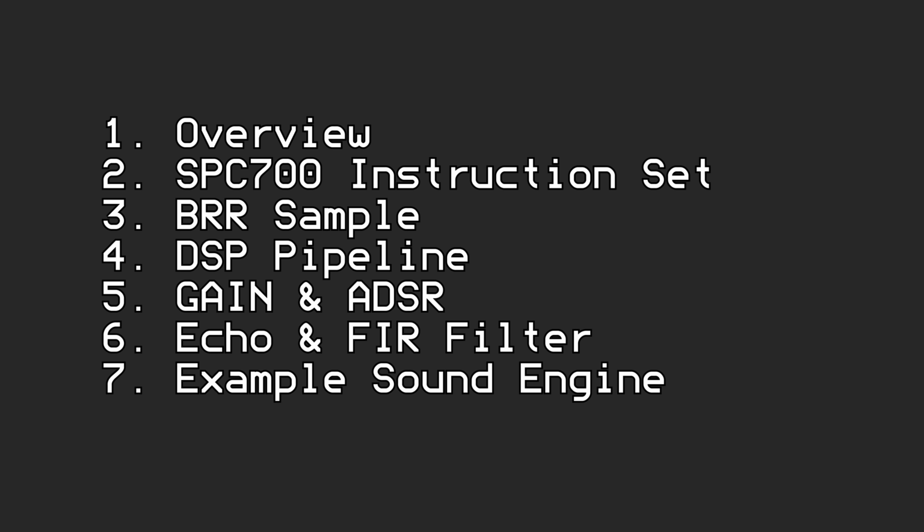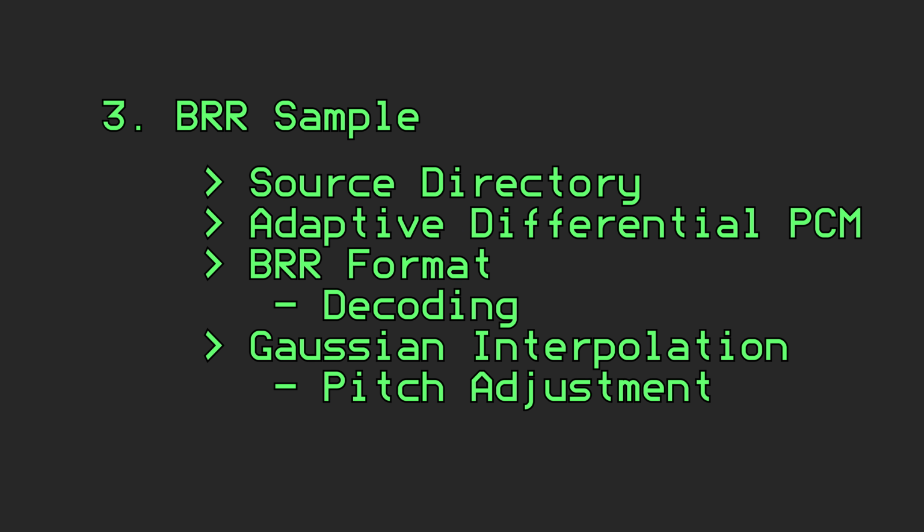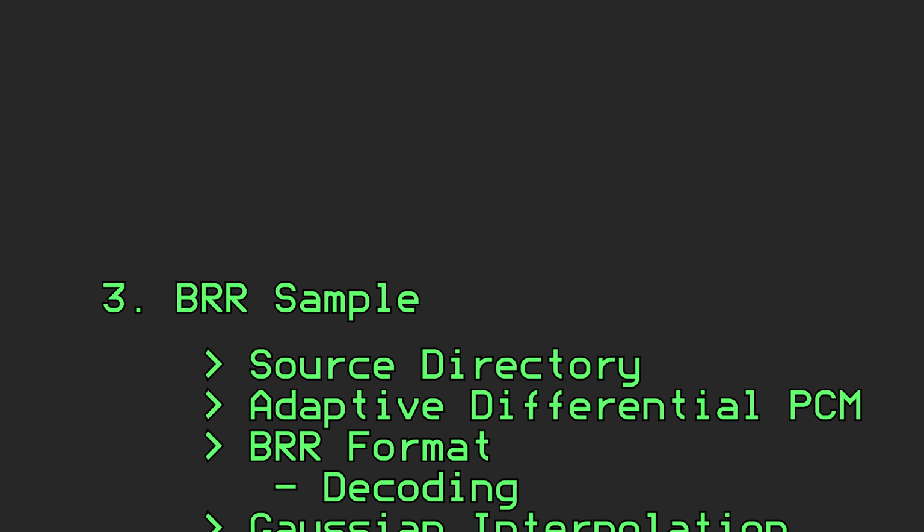This video is part 3 in a series about the Super Nintendo's sound system, the SPC700. In this video, we'll be looking at how sound samples are handled by the hardware. We'll look at the BRR format, where BRR samples are stored, how they're accessed, and how they're decoded. And then we'll see how the DSP stretches and squishes these samples to manipulate their pitch via interpolation.